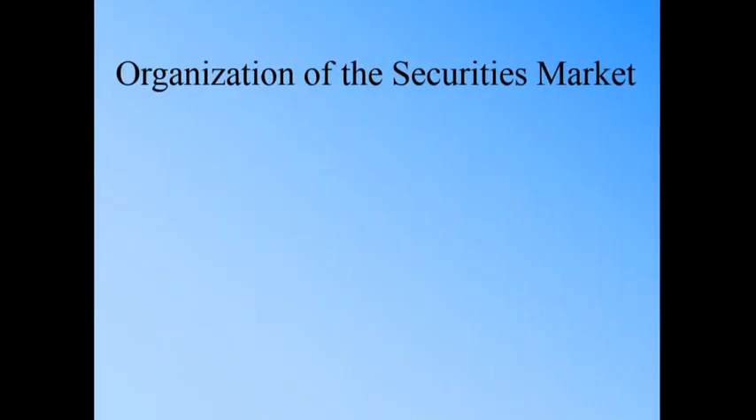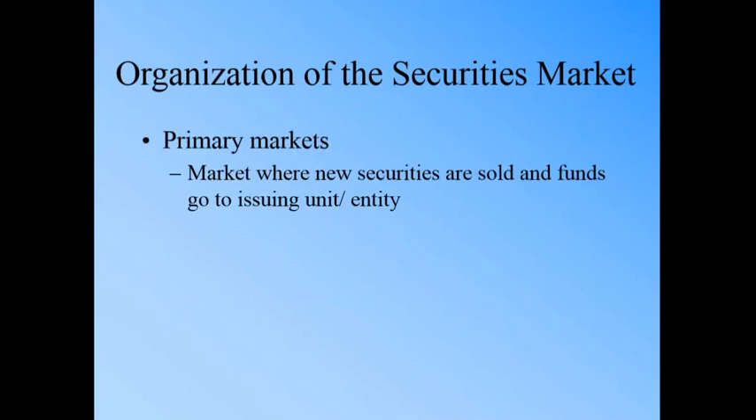The next one that we are going to discuss is the types of markets. So what is a primary market? A primary market is a market where new securities are sold and the funds go to the issuing entity or unit. So generally we say that primary markets are used for generating capital by organizations. Corporations and companies generate capital by issuing their new securities, and from that transaction the capital flows to the issuing entity.